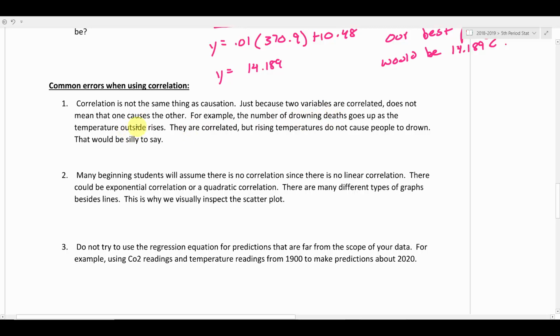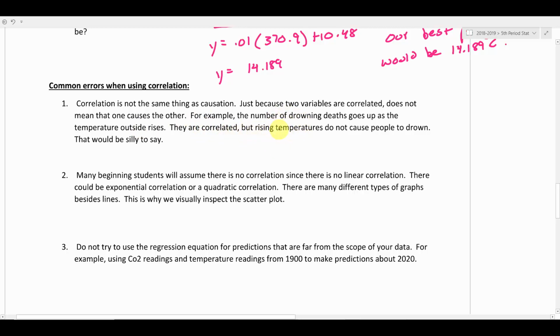And that kind of makes sense, right? Because as it gets hotter outside, more people are going to go swimming. And when more people go swimming, they drown, right? You'll have more drowning deaths, okay? So we can say that they're correlated, but it would be silly to say that just because it's hot outside, that's going to cause you to drown.